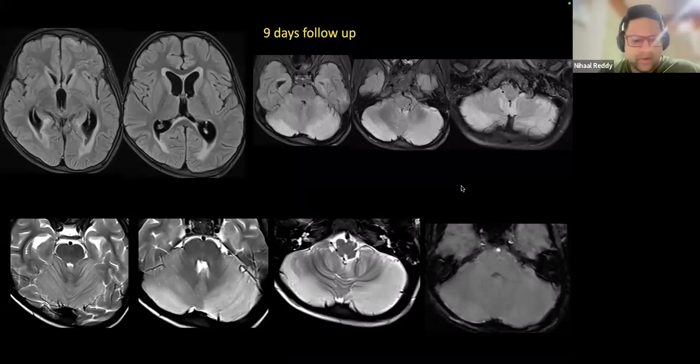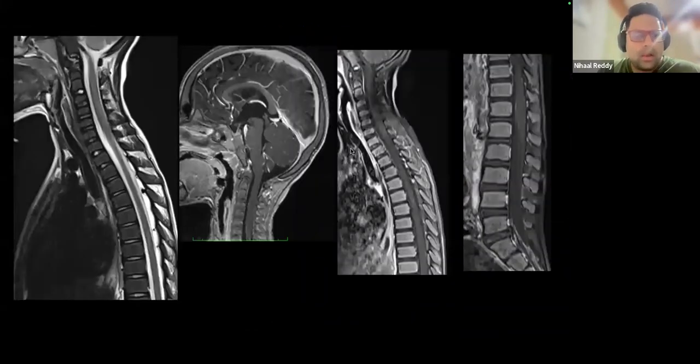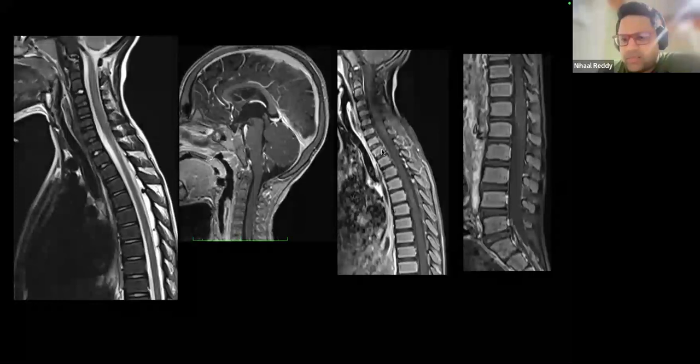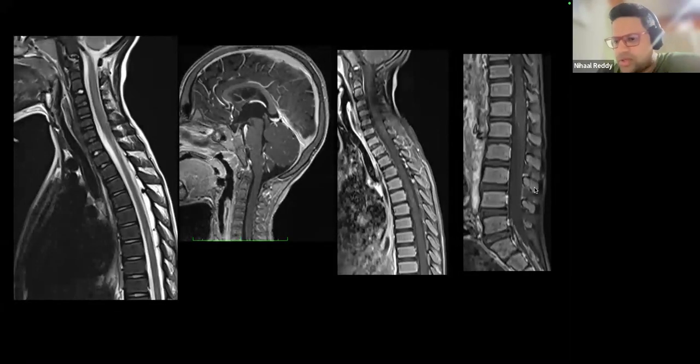Again, no hemorrhagic changes, no new hemorrhage in the cerebellum. A spine study was done, but only sagittal sequences were available. There's possibly some degree of hyperintensity in the cervical cord. Without an axial corroboration, I'm not certain, but it appears there is some degree of hyperintensity in the cervical cord. In terms of enhancement, the cauda equina shows no significant enhancement, and there are no focal lesions in the spinal cord.